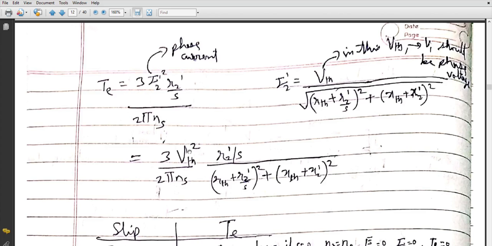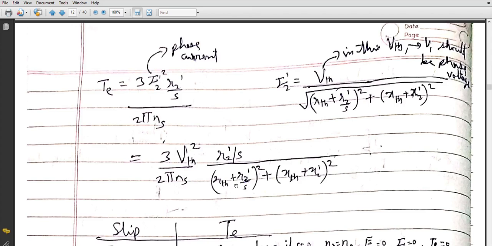Thrice of VTH whole square into R2 dash by S, divided by 2 pi ns times RTH plus R2 dash by S whole square plus XTH plus X2 dash whole square. This is the expression for your electromagnetic torque developed. Now you can see from this that the electromagnetic torque developed is dependent only on your slip, while all the other parameters are mostly constant.